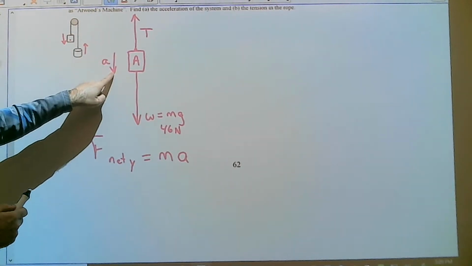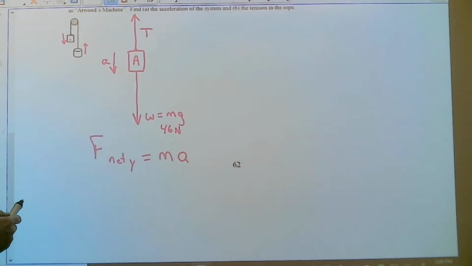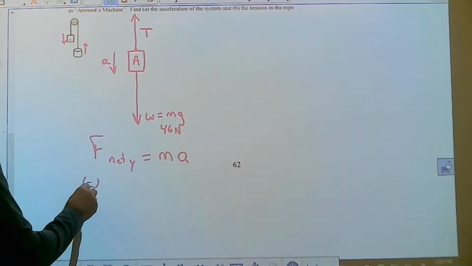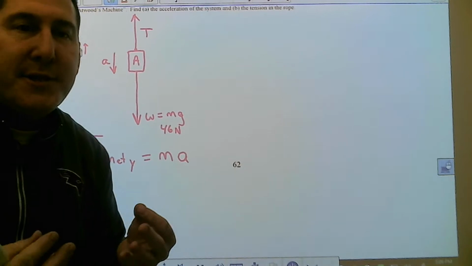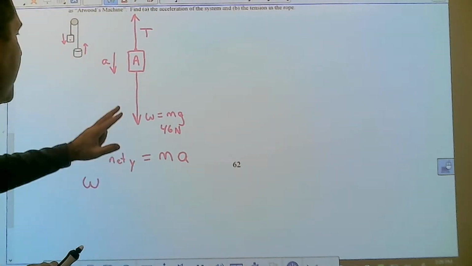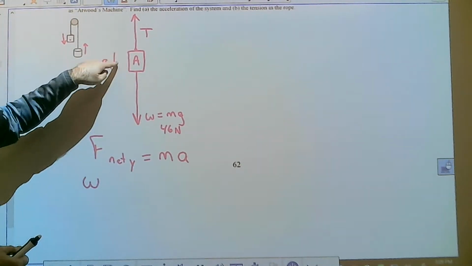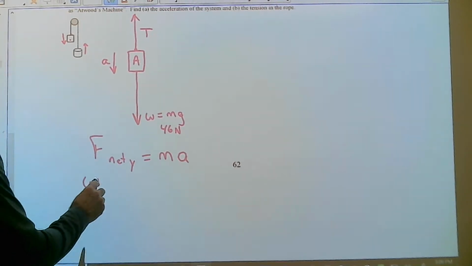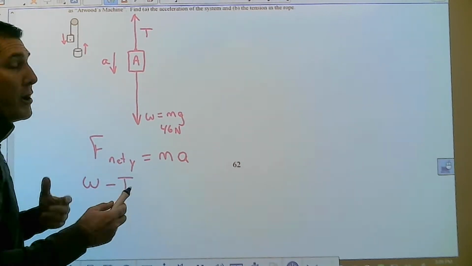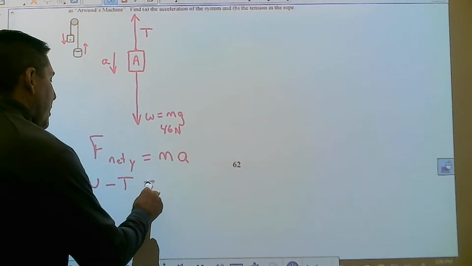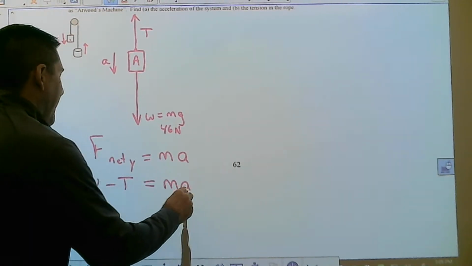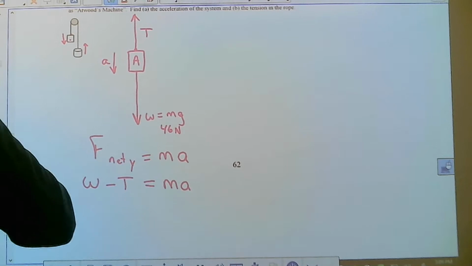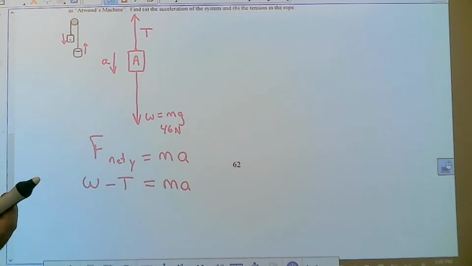Now it's going down, and weight is going down. So weight is actually a positive force. It's going in the same direction that we're moving. But tension is going in the opposite direction. And if you remember earlier this year, opposite direction simply means negative, or negative means opposite direction. So my weight is a positive force because it's in the direction we're moving. Tension is a negative force. It's in the opposite direction.